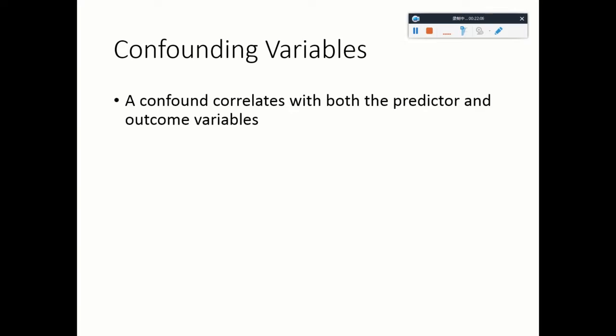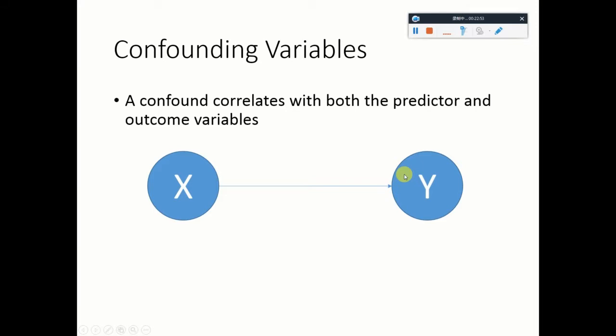So let me just first of all give you the definition of a confound or a confounding variable. So this definition essentially tells us how to identify a confound, right? That means when we see a situation that has three variables, how do we know that the third variable is a confound? So the first criterion is that the confounding variable must correlate with both the predictor and the outcome variables.